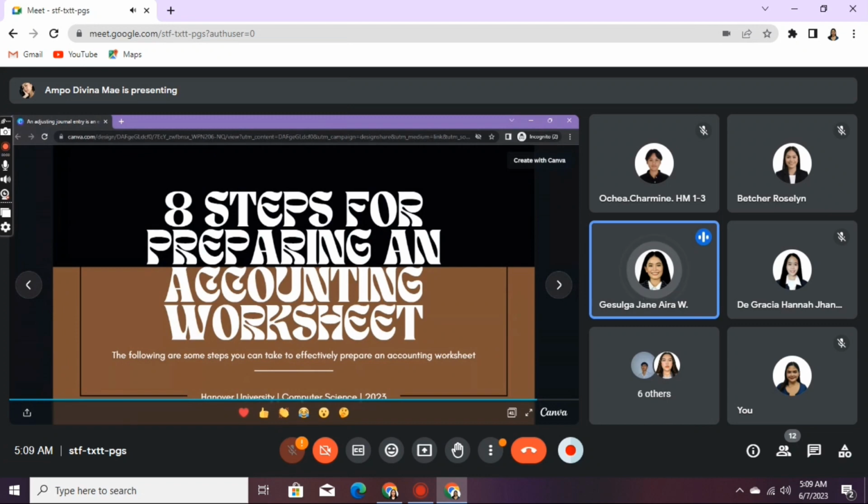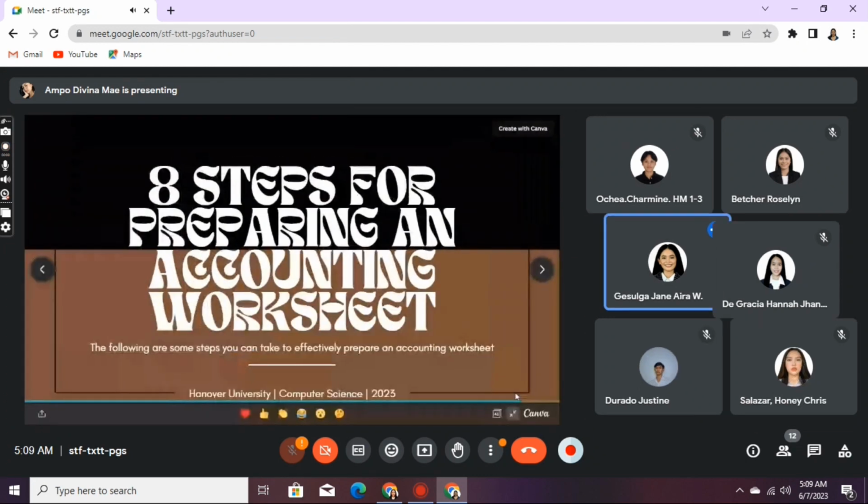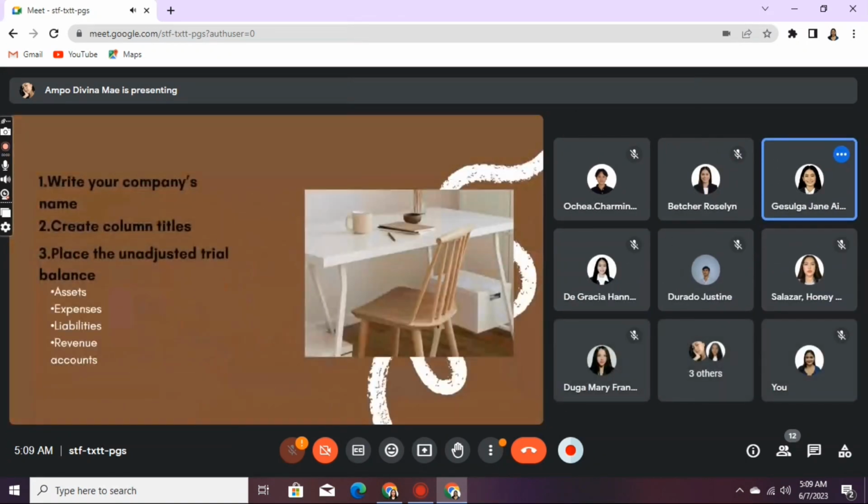So, 8 steps for preparing an accounting worksheet. The first one is write your company's name. Number 2, create column titles. Number 3, place an adjusted trial balance with assets, expenses, liabilities, revenue accounts. Next slide, please.